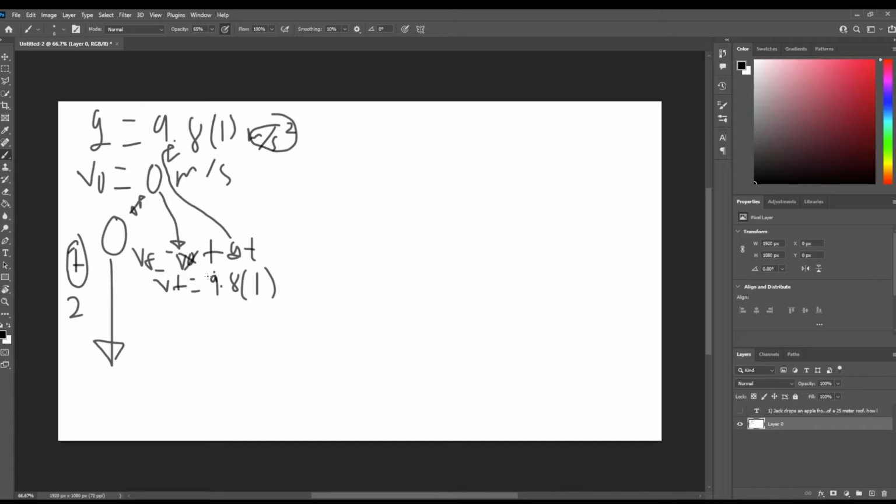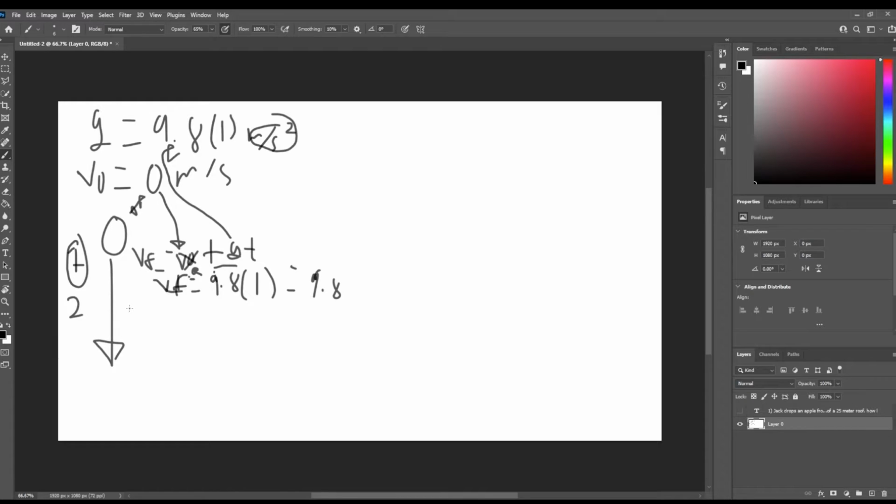Specifically, if this was thrown down or even thrown up, v0 would 100% be included, because v0 would not be 0 in that scenario, but here it is. So we can solve for this, and 9.8 times 1 is pretty simple. This looks like vt, I'm just going to change that to v final. And that's going to be 9.8. So there you go, now we have 9.8 meters per second for v final.